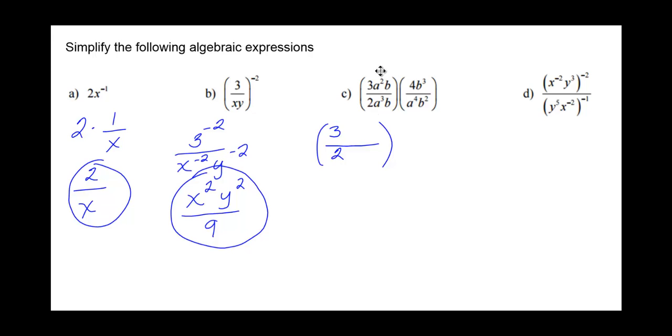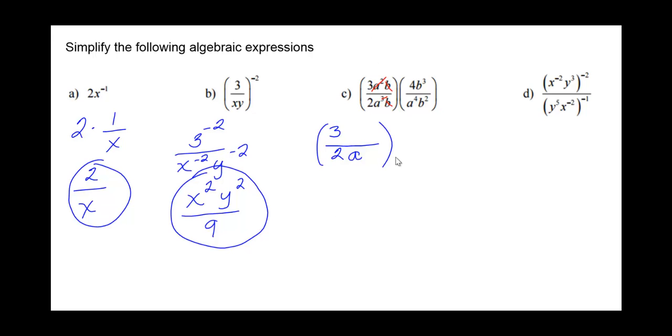2 of those a's will cancel in the numerator with 2 of those in the denominator, and we'll be left with 1 in the denominator. So we have a single a in the denominator. And then the b's are going to completely cancel out as well. So b over b is the same as 1. So the b's are gone.